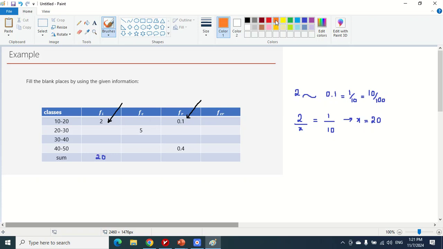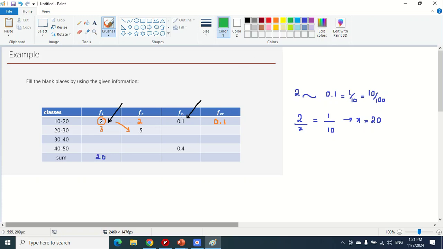The other information that we have over here is 5 as well. The cumulative frequency given for the second class is 5. This means that the previous frequency 2 is added to the frequency of the second class and becomes 5, so the second frequency should be equal to 3. Also the cumulative frequency for the first one is the same as the frequency, so it becomes 2, and the cumulative relative frequency for the first one is the same as the relative frequency, meaning it's 0.1. So we fill the values up to here.